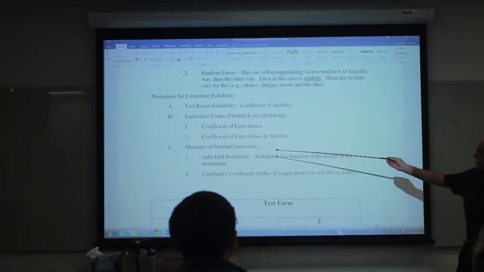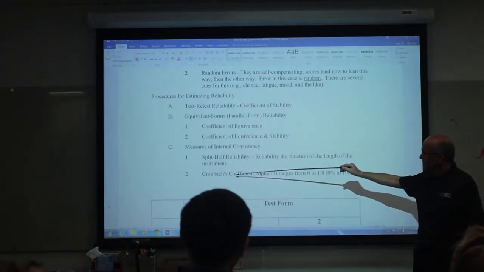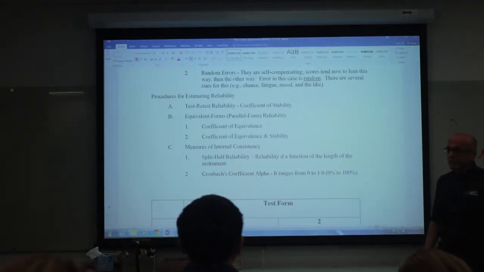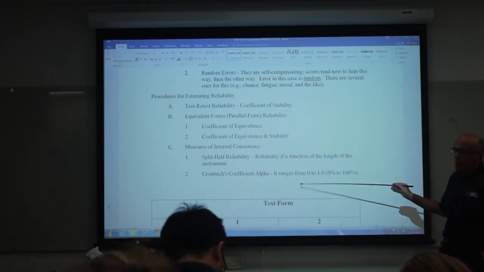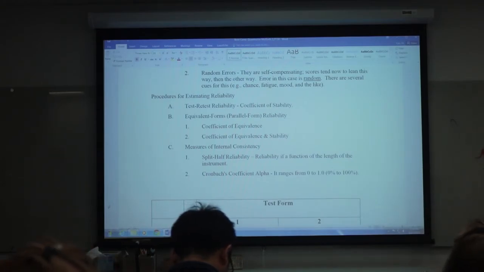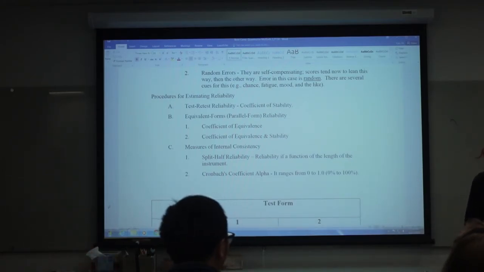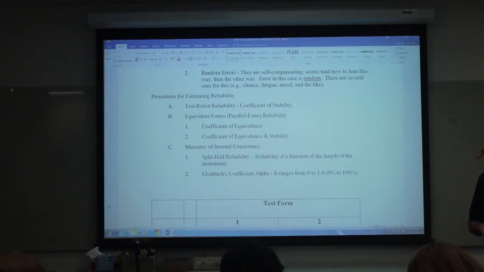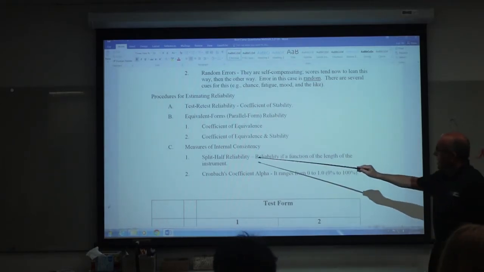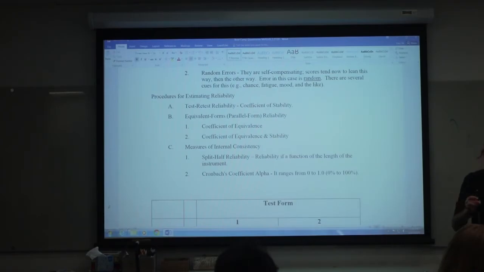The most popular measure of internal consistency is Cronbach's coefficient alpha. It ranges from 0 to 1, closer to 1, the stronger the reliability. It's pretty easy to run. You just sit in front of SPSS, identify the items, and run it. Split-half reliability shows that reliability is a function of the length of the test. As you make the test longer, you increase the variation, and you expect your reliability to go higher.